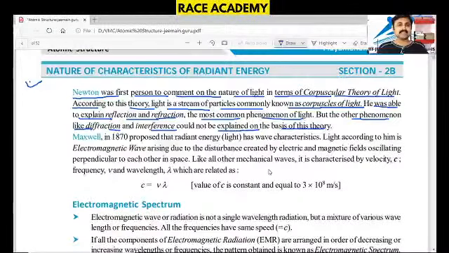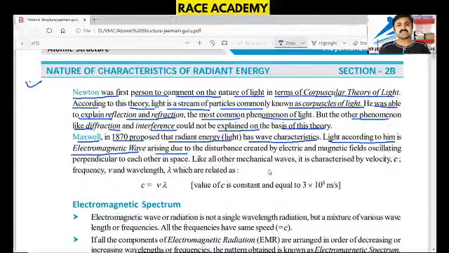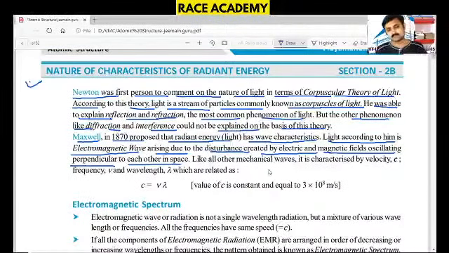After that, in the 1870s Maxwell proposed that radiant energy, light, has wave characteristics, and that light is an electromagnetic wave arising due to the disturbance created by electric and magnetic fields oscillating perpendicular to each other in space. So the corpuscular theory failed to explain some light properties, diffraction and interference. Maxwell took the radiant energy concept of light and finally succeeded in showing that it has wave character.